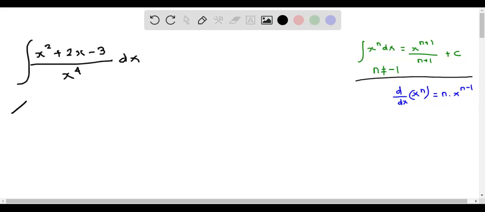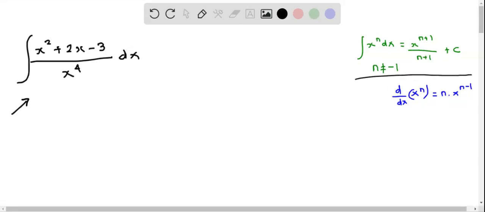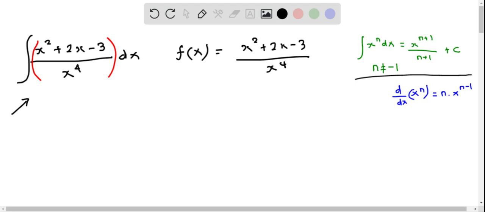We will now evaluate this integral and verify the result by differentiation. So first, I'm going to consider the terms inside the integral. That is, this is the term that we have to integrate. This term, which is basically a rational function, I'm going to consider as f of x. So I write f of x equivalent to x squared plus 2x minus 3 in the numerator, and in the denominator I have x power 4.